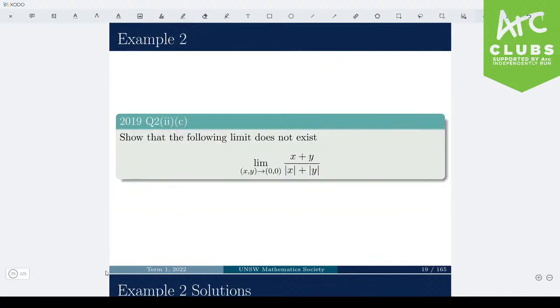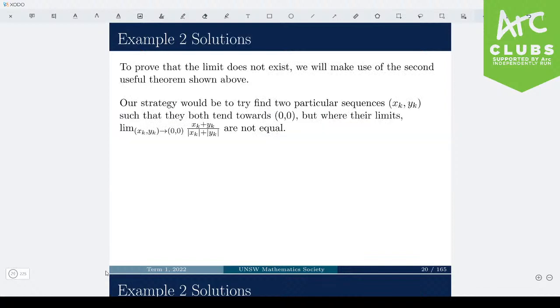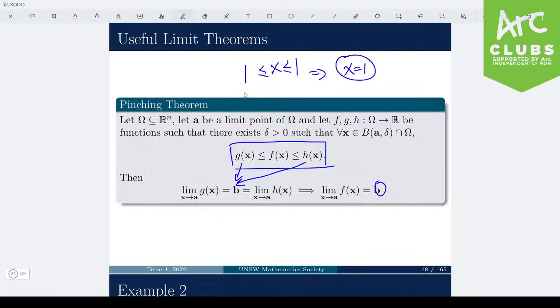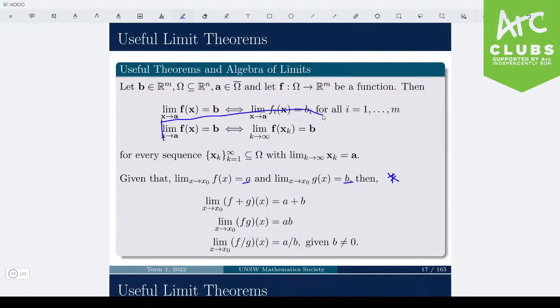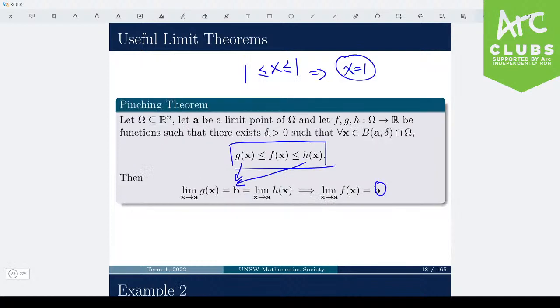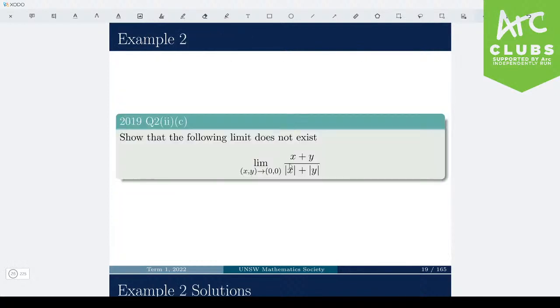Our second example, show that the following limit does not exist. We have the limit of (x,y) approaching (0,0), and the function is (x plus y) over the absolute value of x plus the absolute value of y. In this question, we will make use of the second theorem shown above, the second useful limit theorem, which was this one. We're going to construct different sequences for (x,y) approaching (0,0), and show that the limit along those two different sequences ends up being two different values.